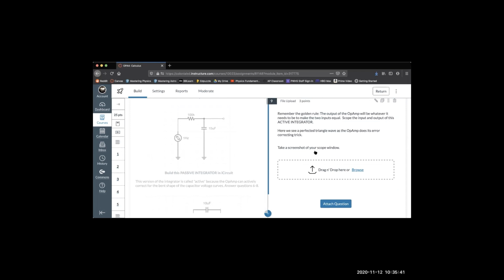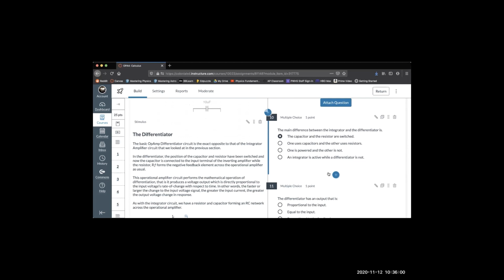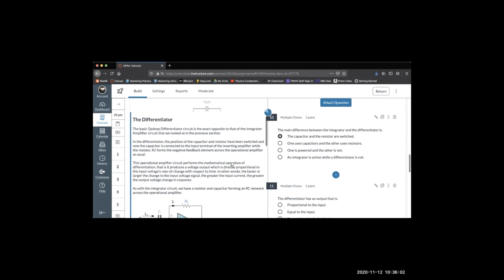So when you take a screenshot of your scope window, by the way, there's a thing that I've noticed when people are turning in their assignments. Some people are giving me pictures of the circuit when I asked for the scope window. Sometimes I'm asking for the screenshot of the circuit itself, and sometimes I'm asking for the scope window. I'm hoping as we go forward, people will be careful to look at that and realize I don't need to see the circuit. I need to see what the circuit output looks like.